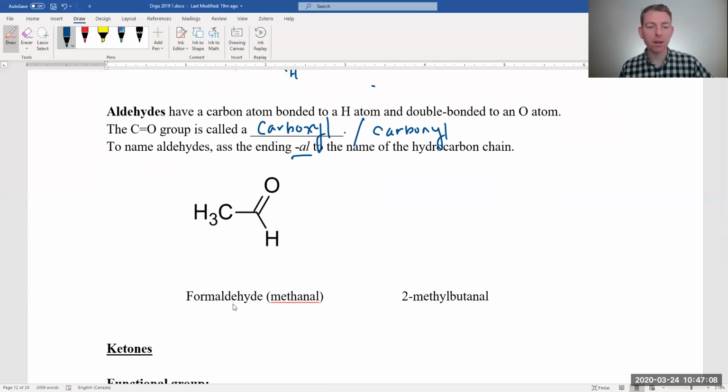If we wanted to draw formaldehyde, we would call it methanal, okay? And it would just be 1 carbon, double bonded to an oxygen. And there's the aldehyde group, and the R group is just going to be a hydrogen because there's only 1 carbon in that chain. Okay, so this would be formaldehyde.